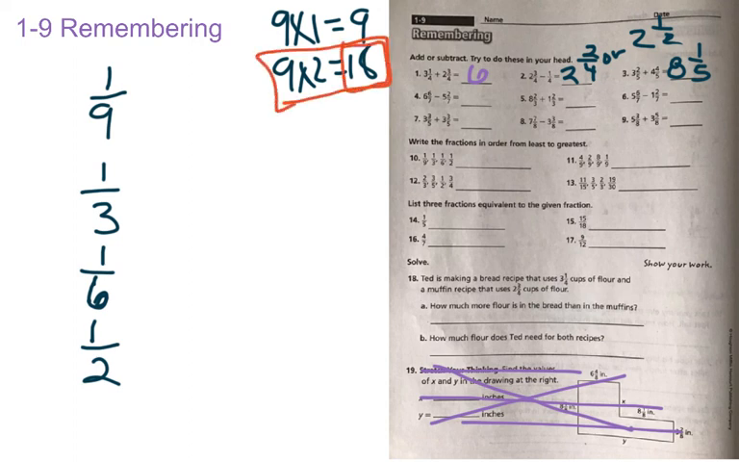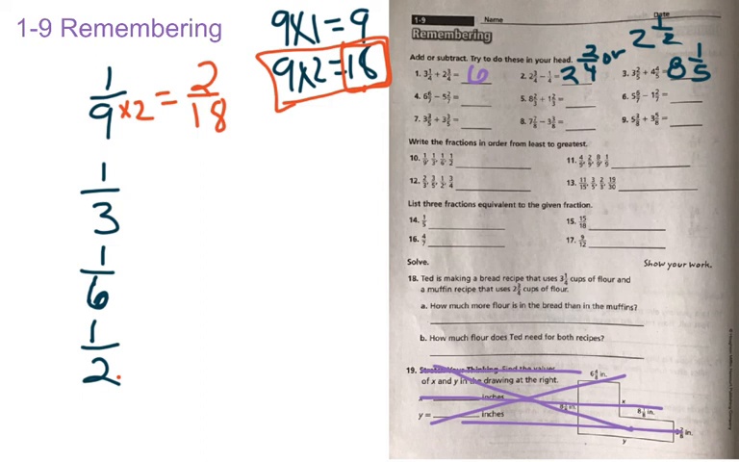Well, I know that 3 can go into 18. I know that 6 can go into 18, and I know that 2 can go into 18. So my common denominator is going to be 18. 9 times 2 is equal to 18. Anything I do to the top, I also do to the bottom. So 1 times 2 is 2.